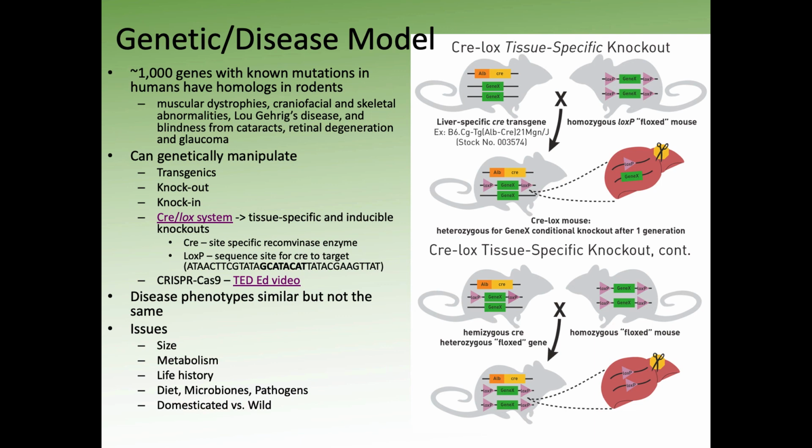There are issues, of course. Mice are different sizes than us, so their metabolism and their physiology can be really different from ours. Their life history is really different from ours. Their diet, their microbiomes, and pathogens are all different from what we'd experience. And what we're looking at when we look at mice are really a very diverged, domesticated strain of mouse as opposed to the wild version. So there are some reasons why mice can be challenging as a comparative system to us, but they still are an incredibly powerful and useful model system for looking at how biology very similar to ours can function.